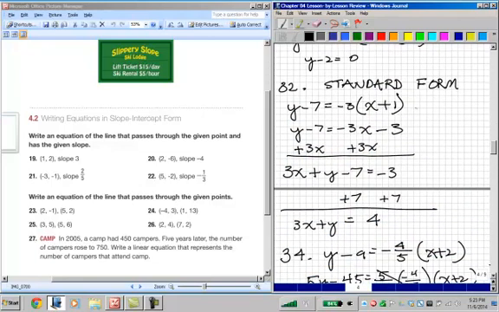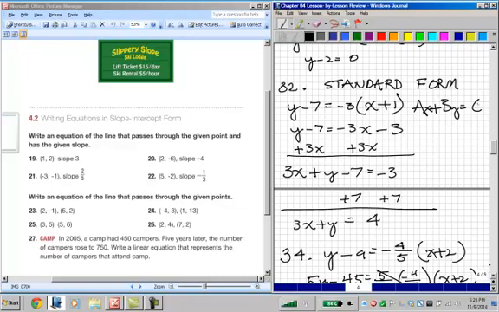32, standard form. Ax plus By equals C, where A, B, and C are relatively prime integers. That means they have no common factors, and A is positive. A or B can be 0, but not both.